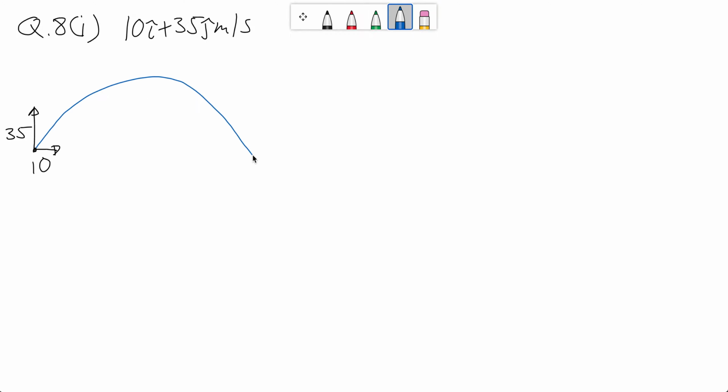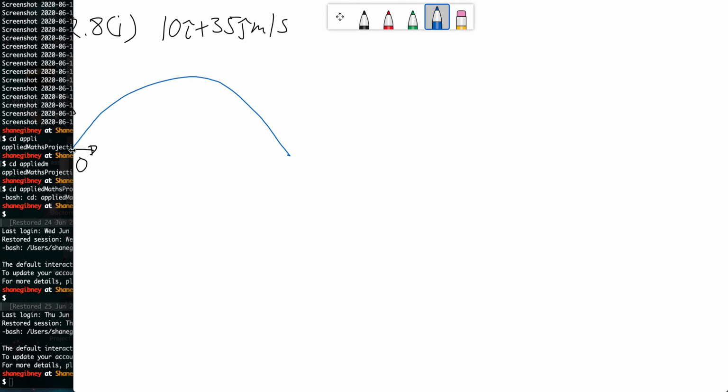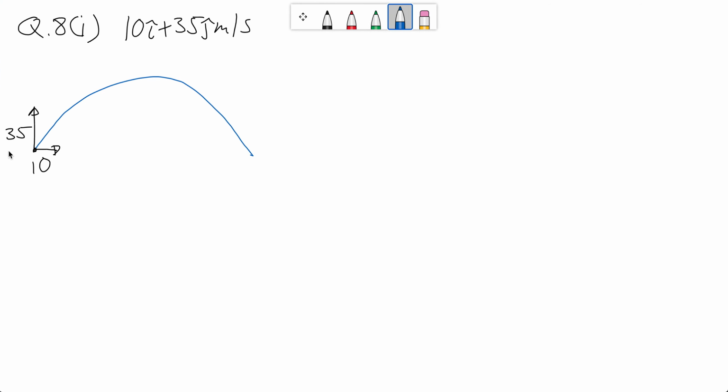So 10i, 35j meters per second. So I'd like to draw that. So the j goes up 35, and this way it goes at 10. Okay, and it's going to go up. Okay, let's start again. So it goes up and it comes down something like that. So that's it. So 10i and 35j.